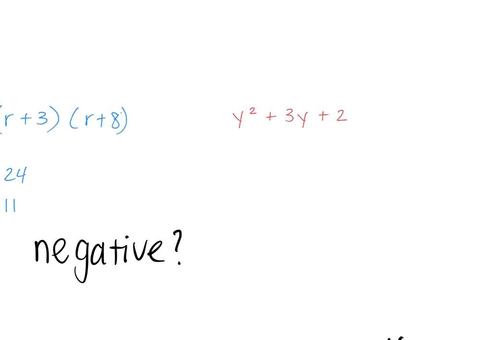I need two factors that multiply to give me 2, but add together to give me 3. Janessa? Good. 2 times 1 is what? 2. We add those together, what do we get? Is that what we were looking for? Absolutely. So we just write it as y plus 2 and y plus 1. Our two factors, our 2 and our 1.